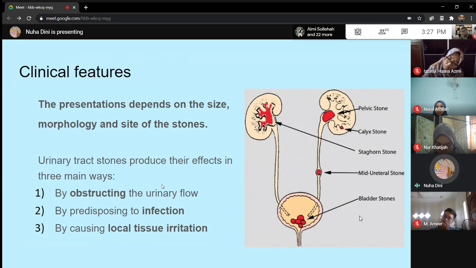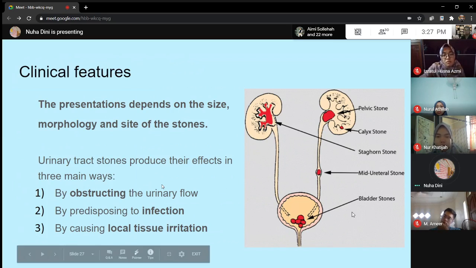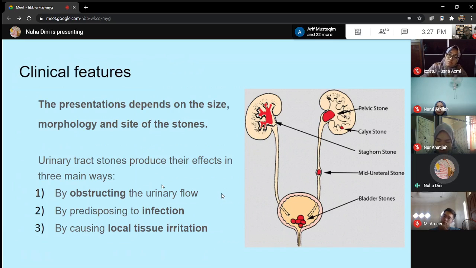Second, by predisposing to infection. Third, by causing local tissue irritation. So, by obstructing the urinary flow, if the obstruction occurs in the pelvic calyceal system, the patient presents with chronic or recurrent loin pain.